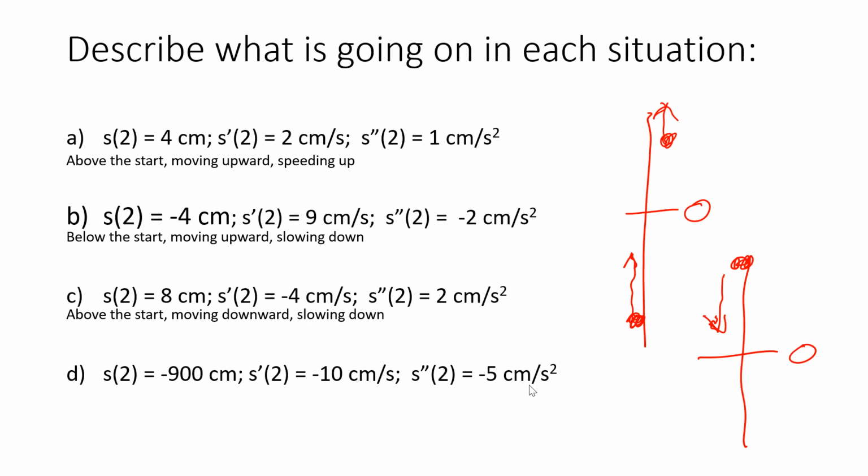This is at the 2-second mark, and those are the variables. Tell me what's happening this time. What's going on here? Below, you're going down, speeding up, Sarah says. Okay, what do other people think? Below the start, moving downwards and speeding up. Interesting. Adam and Anika seem to be on the same page. What do other people think? I'd love to hear from other people.